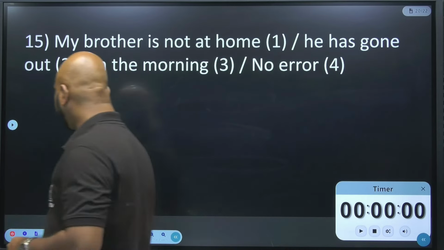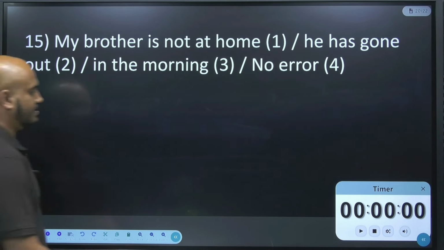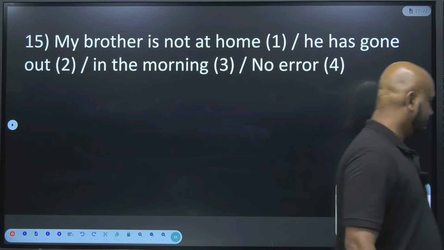Chalo, let's move on to the next one. So far, so good, everybody. Okay, so if you have made it this far, fantastic, lovely. Let's move on to the 15th one, and the timer starts now.